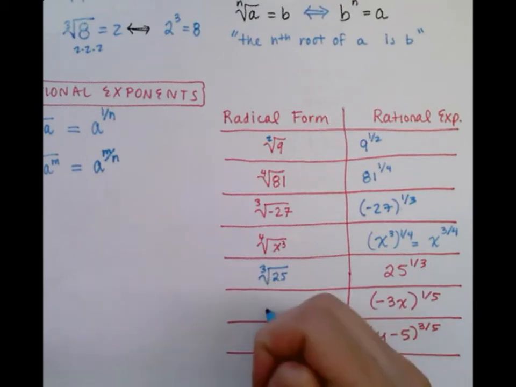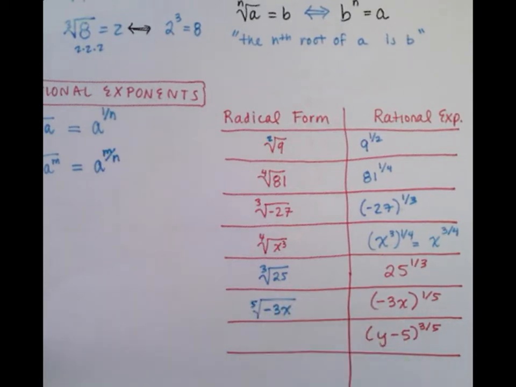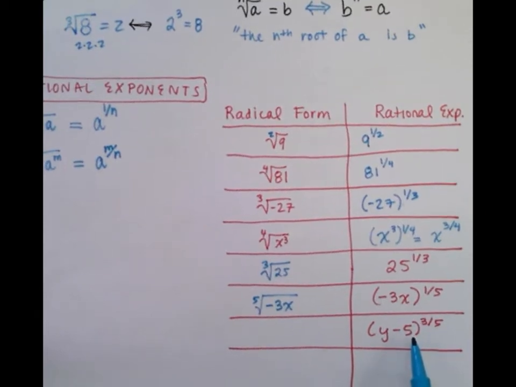The next one would be negative 3x to the 1/5, which is the 5th root of negative 3x. And then the last one is one of those where I have to deal with a denominator and a numerator in my rational exponent.